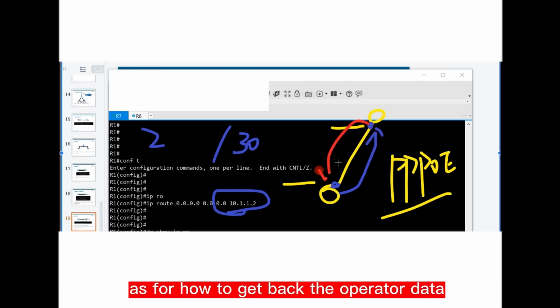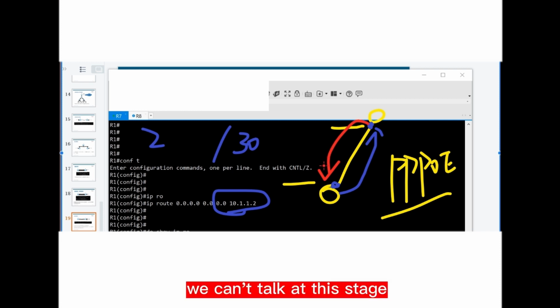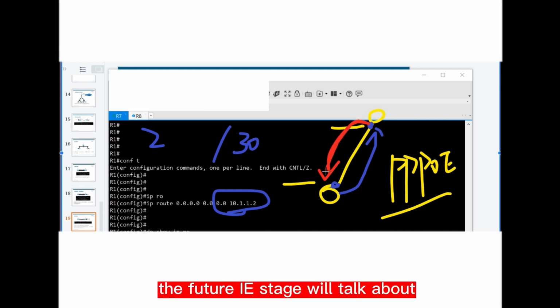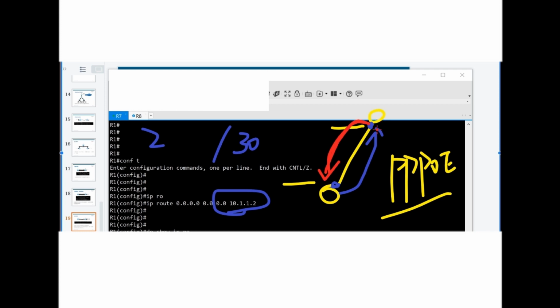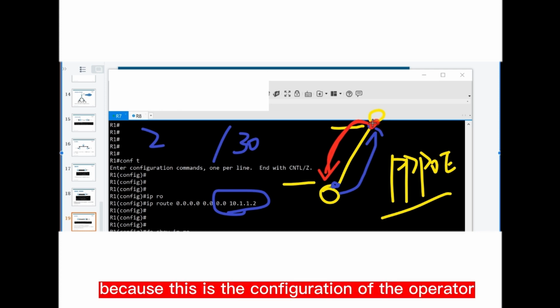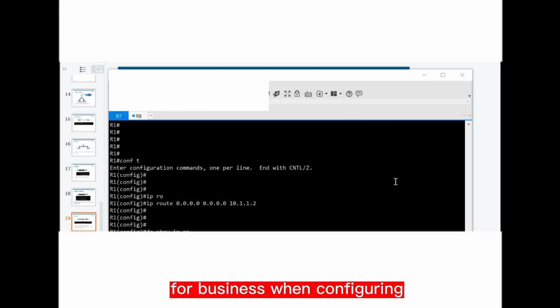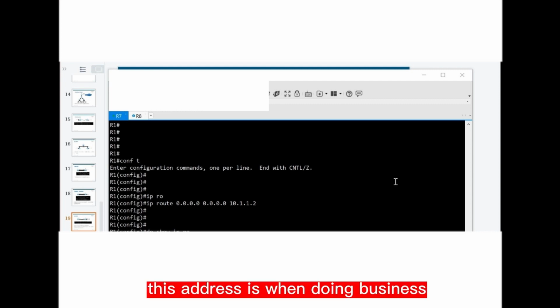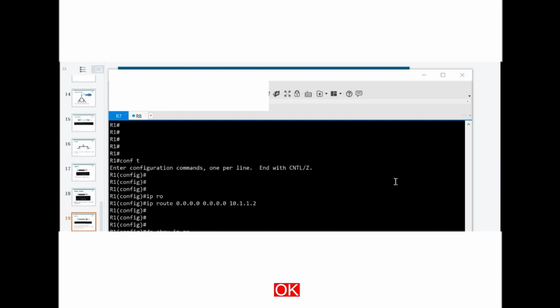As for how to get back the operator data, we can't talk about it at this stage. The future IE stage will talk about it. A default route points to the past, so don't worry about how it came back, because this is the configuration of the operator. For business, when configuring, it is to export a default route pointing to the internet address. This address is what the operator will provide when doing business. Okay.